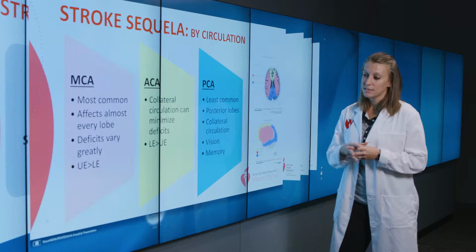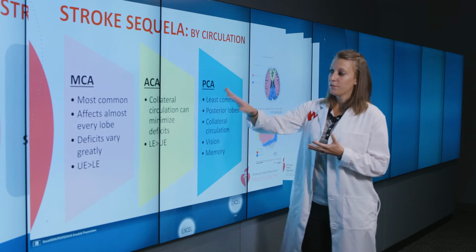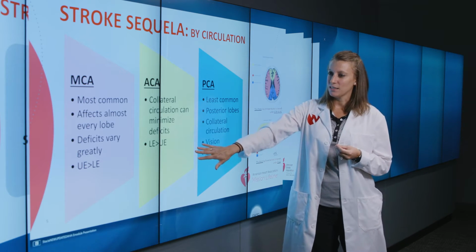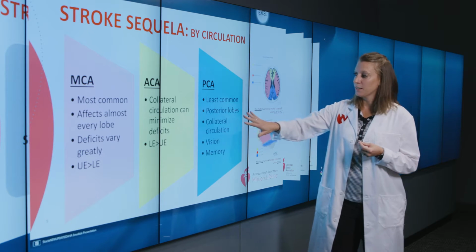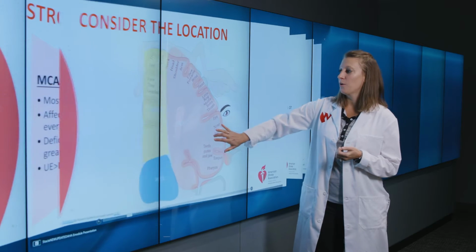And you're more likely to see impairments in the upper extremity compared to the lower extremity if you're in the middle cerebral artery. Now, if you're in the anterior or the posterior cerebral, they both have some collateral circulation, and so potentially you'll see fewer impairments in this area because you have the ability for that type of circulation, which may or may not minimize your deficits. But in the anterior cerebral artery, you're likely to see more lower extremity impairments than upper extremity. And in the posterior cerebral artery, it's more likely to affect your vision and memory. So again, just understanding how the location of the stroke can make a big difference in what you would expect to see when you're doing your initial assessment.